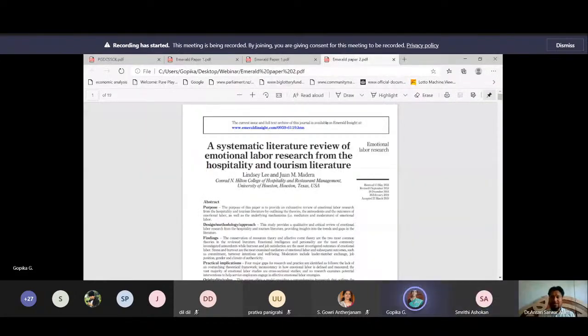Okay. So, my dear students and participants, please know this thing. There is a systematic literature review of emotional labor research from the hospitality and tourism literature. This is again the same kind of paper which does not have any analysis part. Only on the basis of the review of literature the paper has been written and it has been accepted by the journal. So this type of paper you can write.